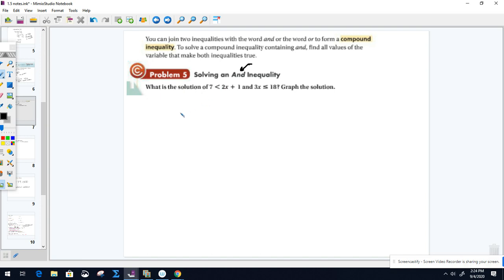So what is the solution of 7 is less than 2x plus 1? I'm going to solve for x. So using inverse operations would give me 6 is less than 2x. I'm going to divide by 2. It's going to give me 3 is less than x.